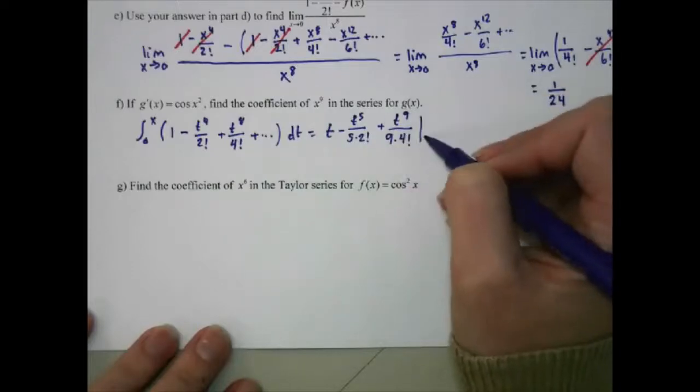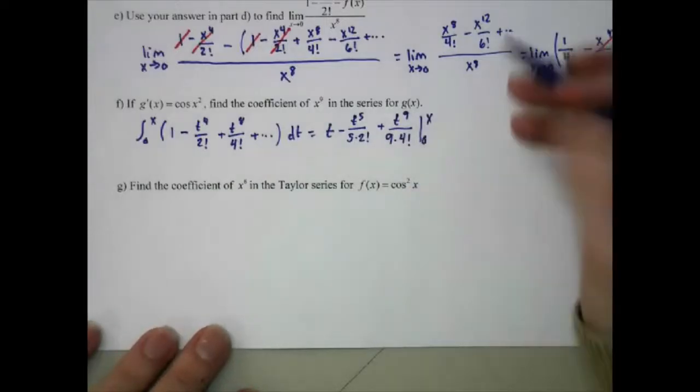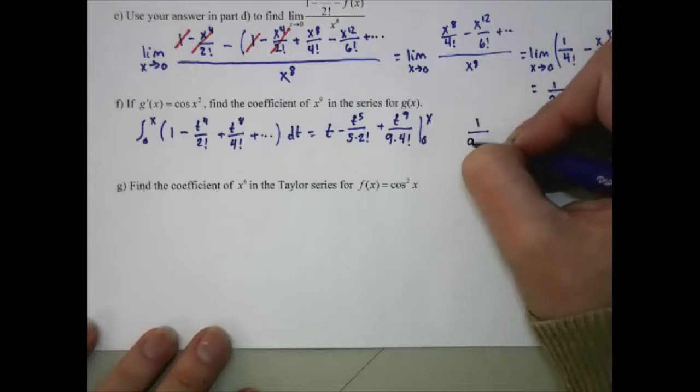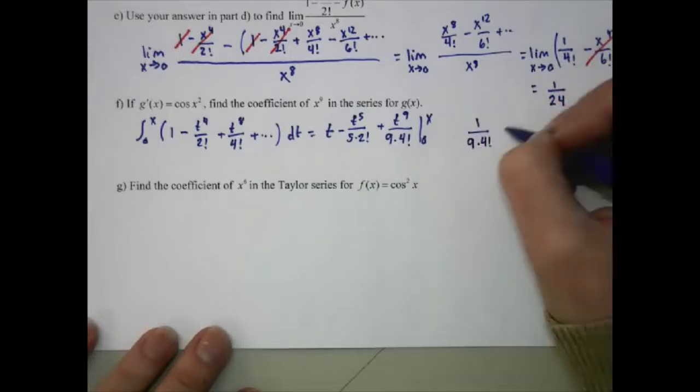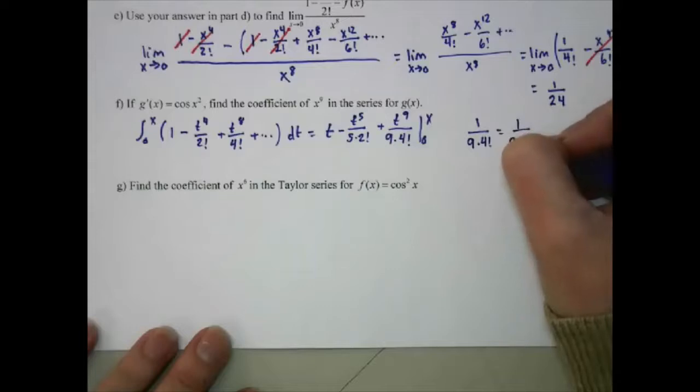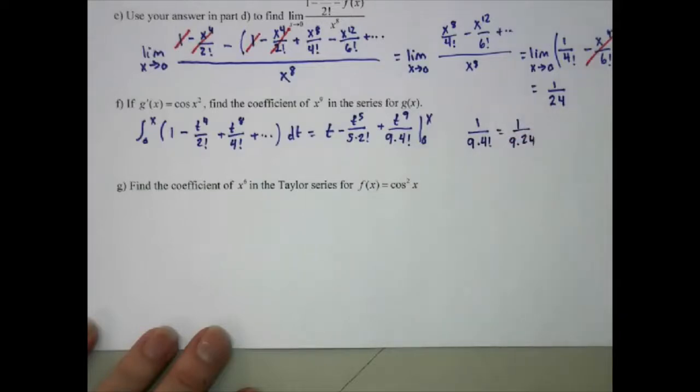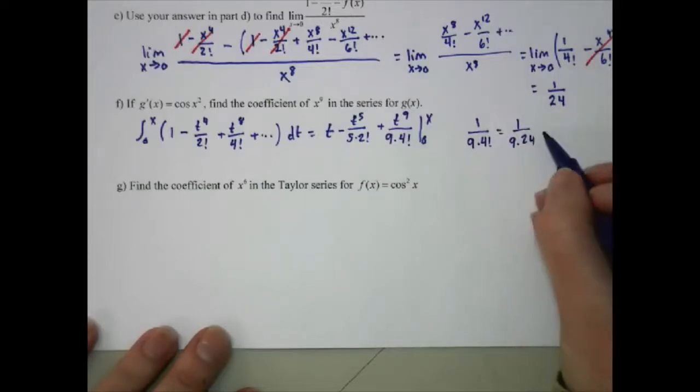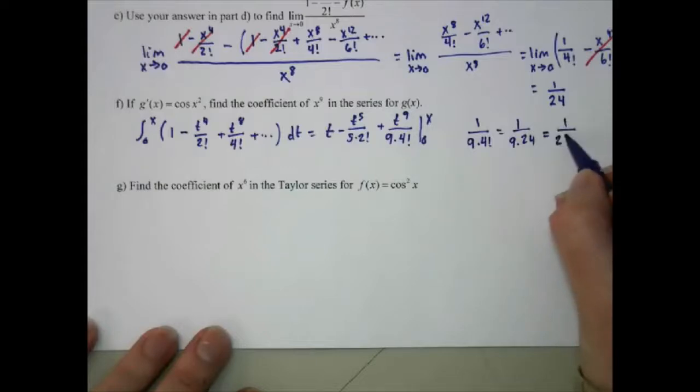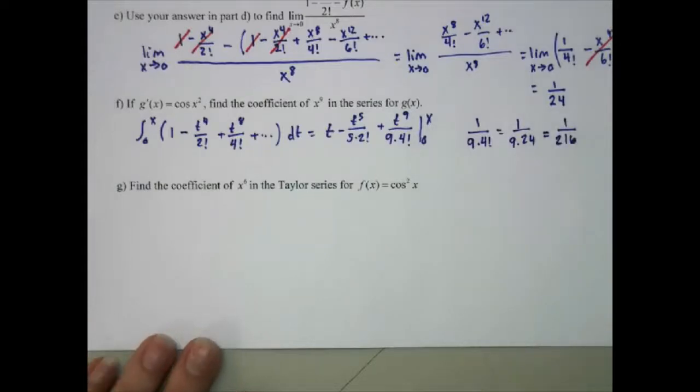Okay, well this is my coefficient. I mean, we're evaluating this from 0 to x, but what I'm interested in is the 1 over 9 times 4 factorial, which is going to be 1 over 9 times 24, which is 1 over 216.